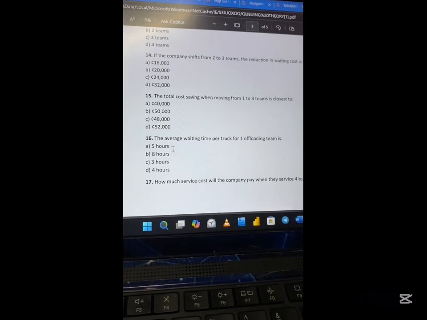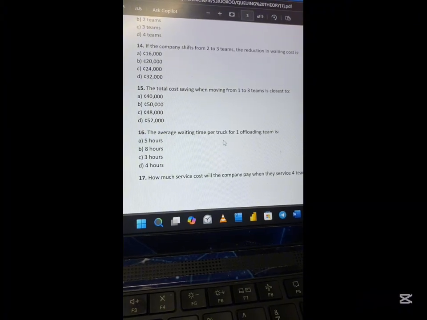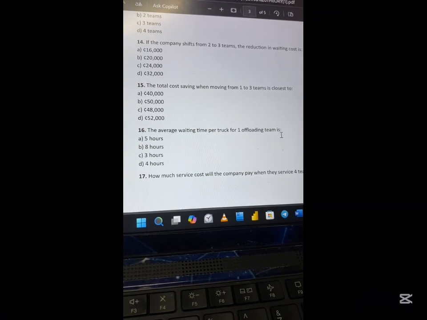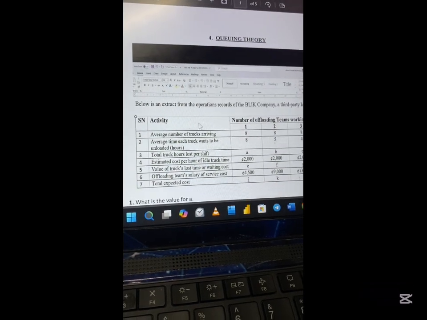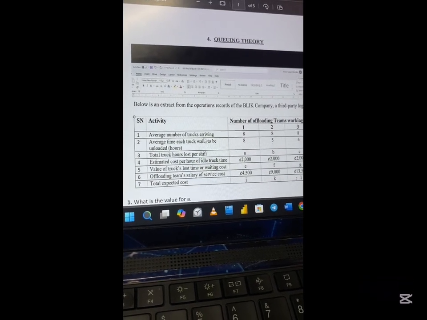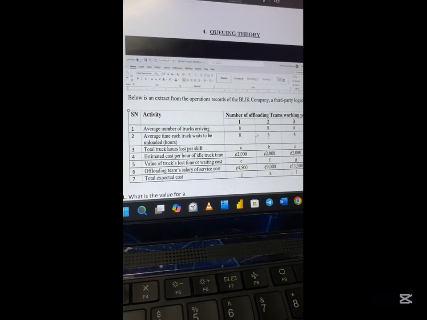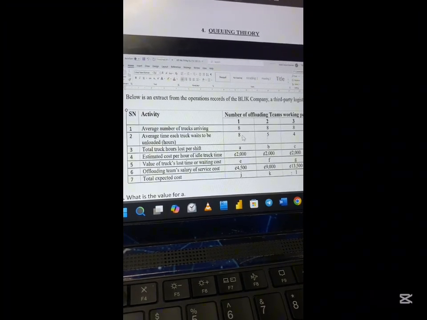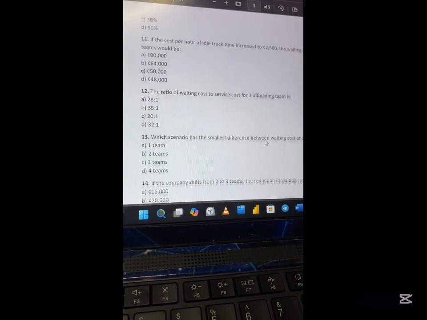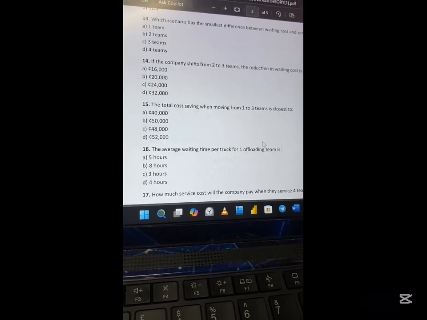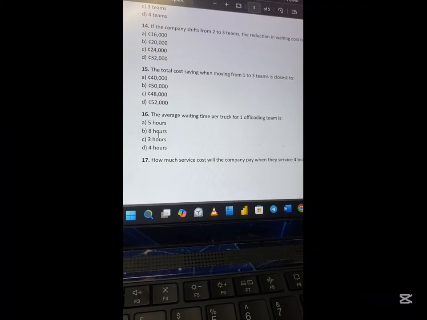So for question 16, it asks the average waiting time per truck for one offloading team is. So these values were given in the question already. So the average time each truck waits to be unloaded for one team is 8 hours. Yes, so we are going back to our question, and the answer is B, 8 hours.